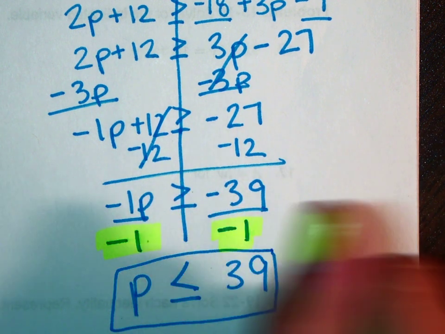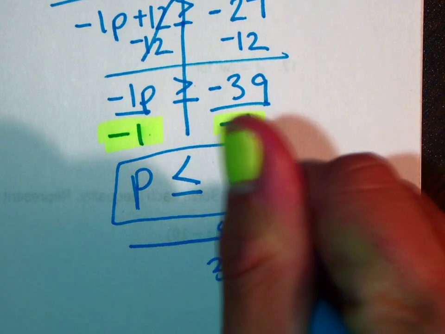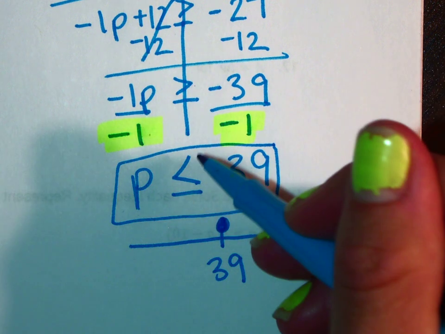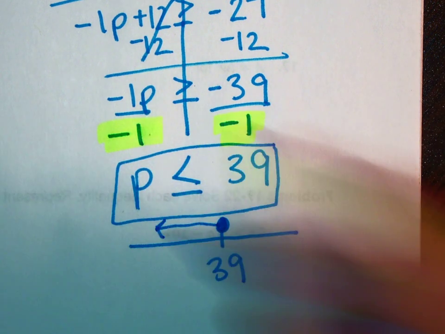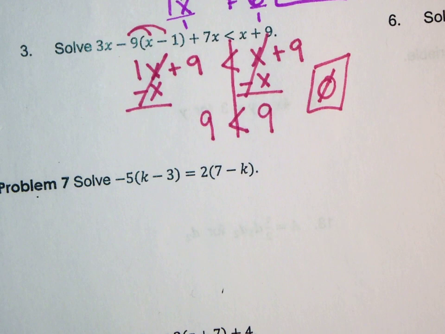We do need to practice putting it on a number line. Put 39 on it. It is a closed-in dot because it has the line underneath. And this arrow here is pointing to the left, so I'm going to make my arrow point to the left.